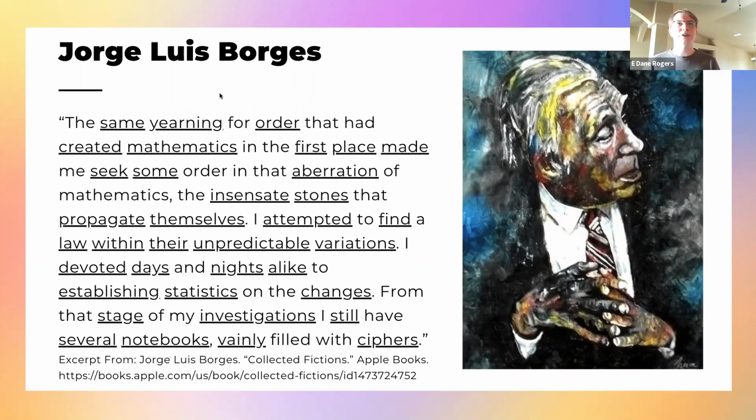The same yearning for order that had created mathematics in the first place made me seek some order in that aberration of mathematics, the insensate stones that propagate themselves.